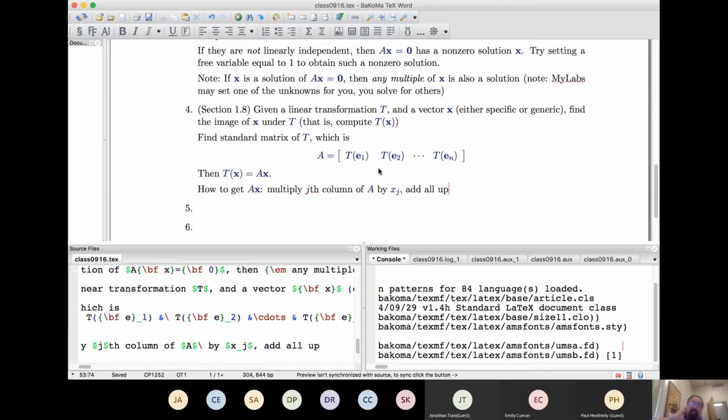And so this is one of the few problems on this test where you're not having to row reduce anything or do any kind of substitution.